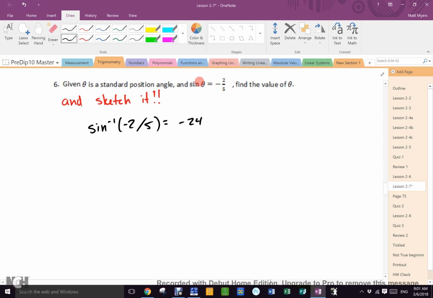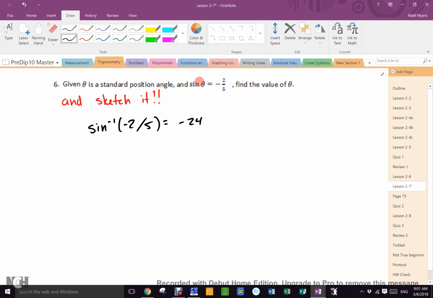That's easy, right? We know it's negative 24, but negative 24 is not a measurement, is it? Negative 24 is not how we measure an angle. How do we measure angles? They're positive, because we're always looking for theta, right? So now we're in trouble, because now we all knew what to do. Our calculator found us the angle, right?